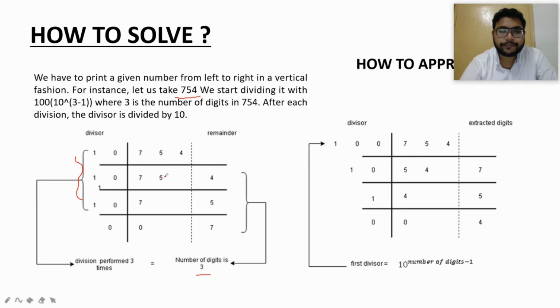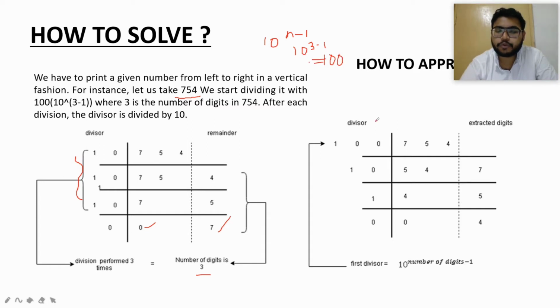We get 75 as a quotient and 4 as a remainder. Again we divide by 10, we get 7 as a quotient and 5 as a remainder. Again we divide by 10, we get 0 as a quotient and 7 as a remainder. So the number of divisors, that is the 10s, is 3. So the number of digits is 3. If the number of digits is n, we take the number as 10 to the power n minus 1. That is, if n is 3, we get 10 to the power 3 minus 1, that is 10 to the power 2, which means 100.